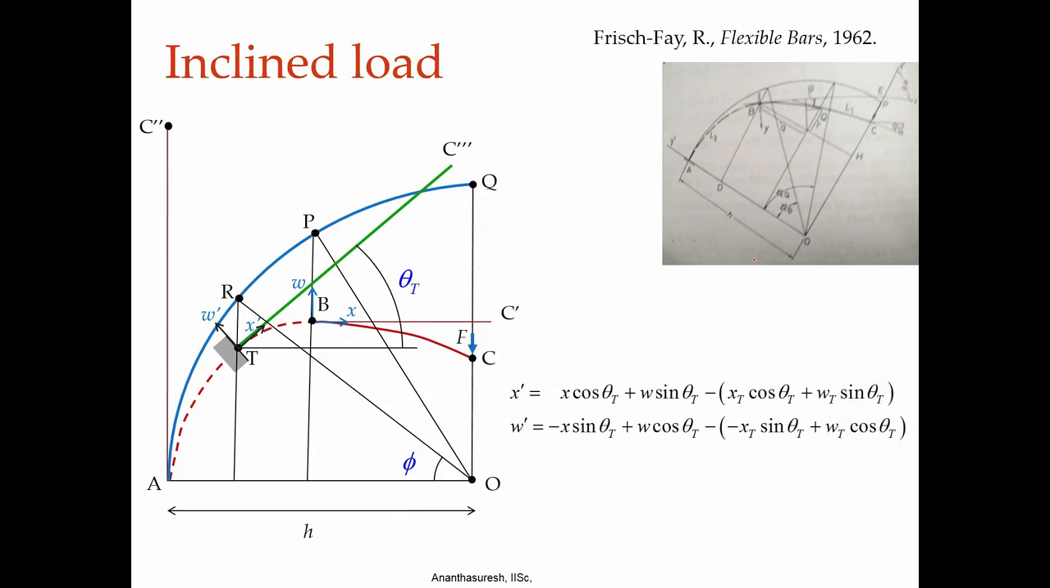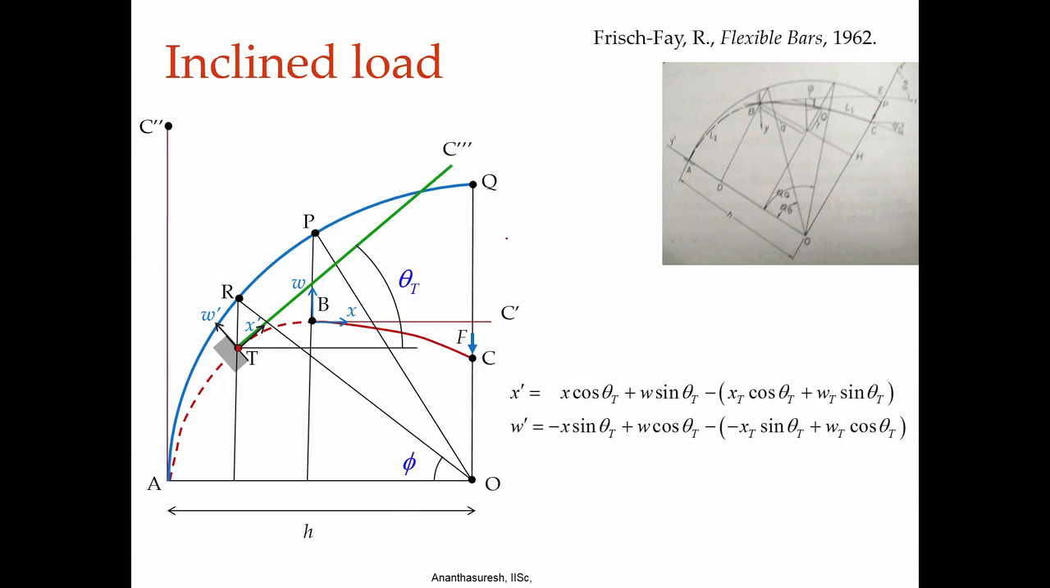Now, let us consider the inclined load case. What if there is an inclined load on a beam? The way we had discussed was, we can take this primary beam that we have, that is BC prime, and get the elastica, then choose a point which we call T and draw a tangent line, the green line, whose length will be equal to the arc length TBC.